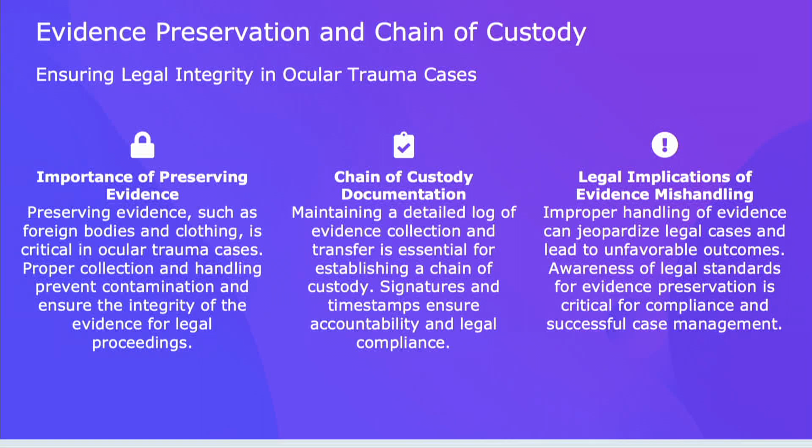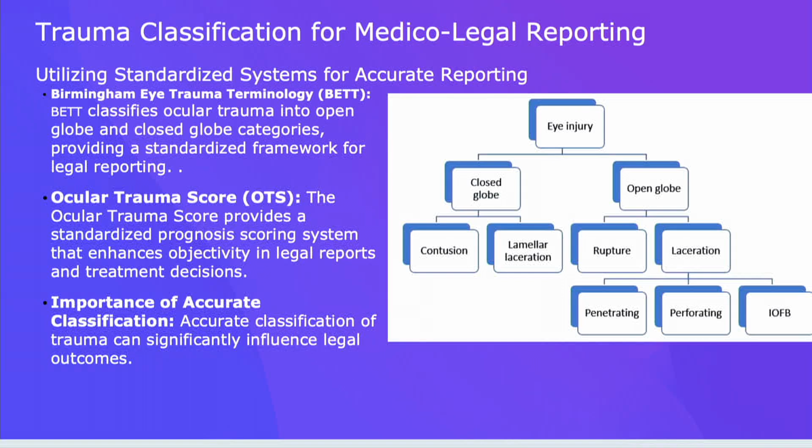And so there is the importance of preserving the evidence, foreign body, clothing, etc., and the chain of custody I already told. Evidence mishandling can jeopardize legal cases and lead to unfavorable outcomes in the court. So we have to know these things. Trauma classification is better used properly. This Birmingham Eye Trauma Terminology we all know, so it's better to use such things, or the Ocular Trauma Score, because accurate classification of trauma can significantly influence the legal outcomes.